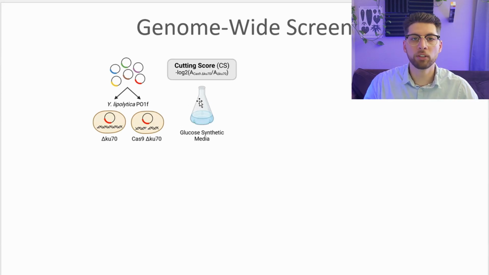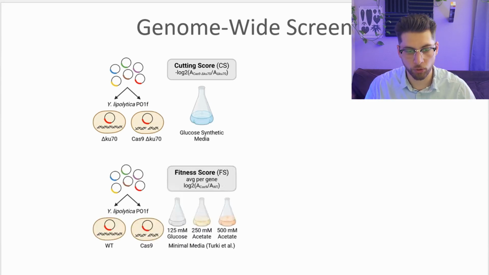And so basically when you see cutting scores, a higher cutting score means it's a better cutting guide, and a lower cutting score means it's a worse cutting guide. So moving on to fitness scores. Fitness scores are calculated with an experimental strain that just has Cas9, and the control strain is just wild type.